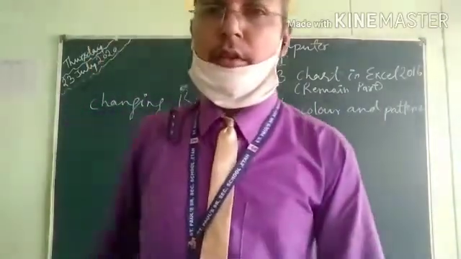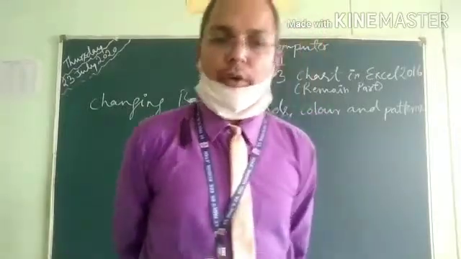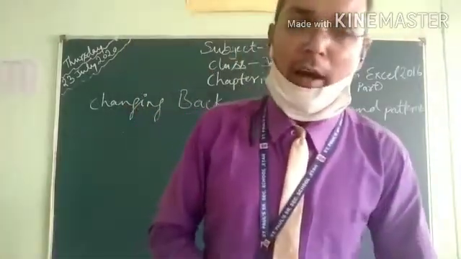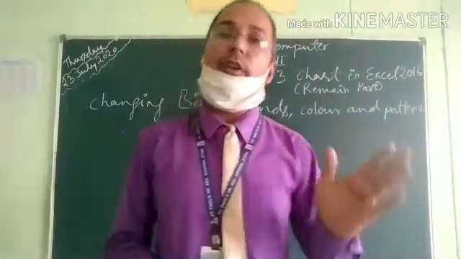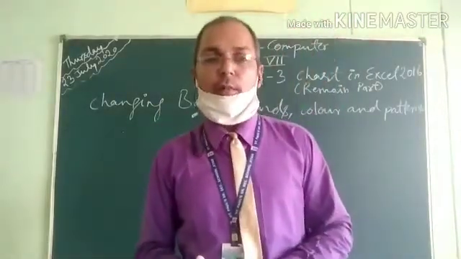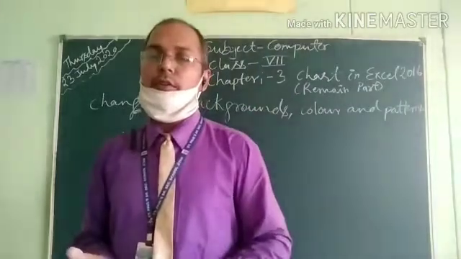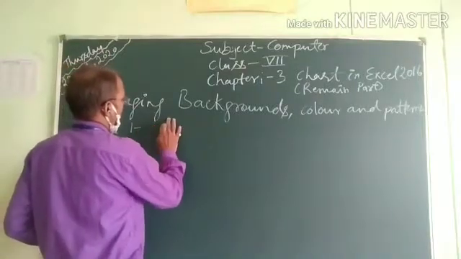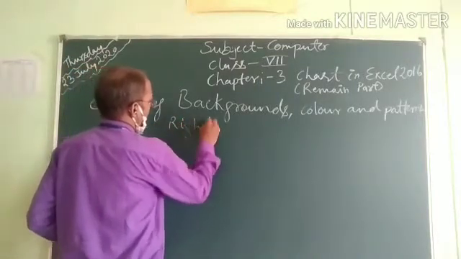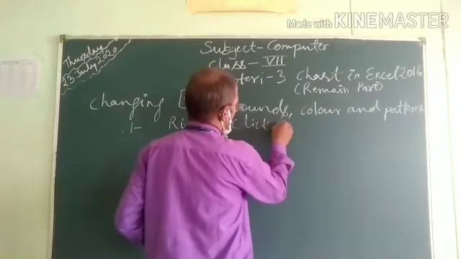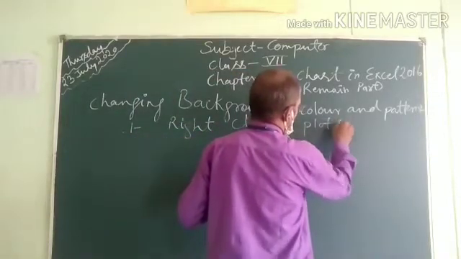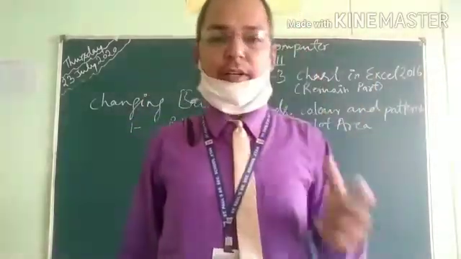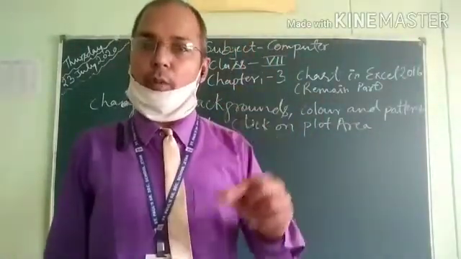Under this heading, to change the plot area of a chart, again follow some steps. How to change the background color? This figure 3.1 is in your book. Right-click on the plot area and select the Format Plot Area option.